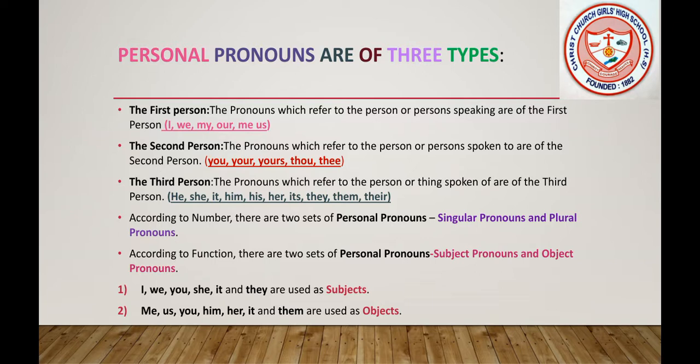Now, according to number, there are 2 sets of personal pronouns. One is singular pronouns and the other is plural pronouns. According to function, there are also 2 sets of personal pronouns, that is, subject pronouns and object pronouns. Now, I, we, you, she, it, and they are used as subjects. And me, us, you, him, her, it, and them are used as objects. So please do remember these things.